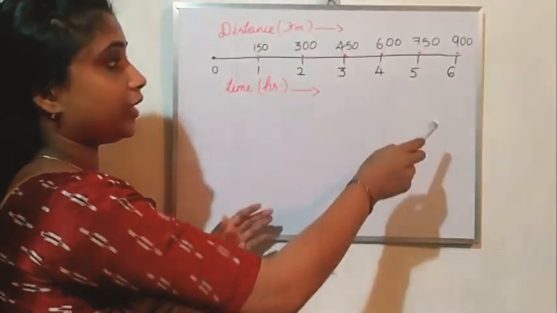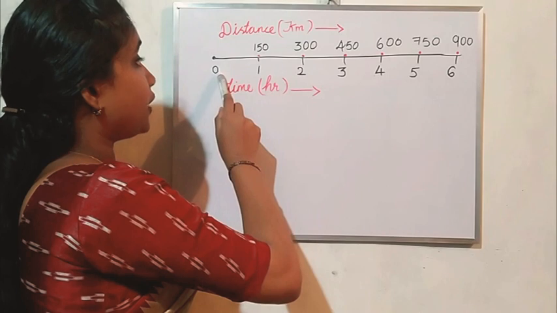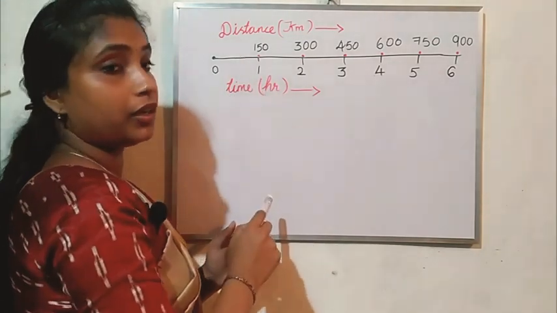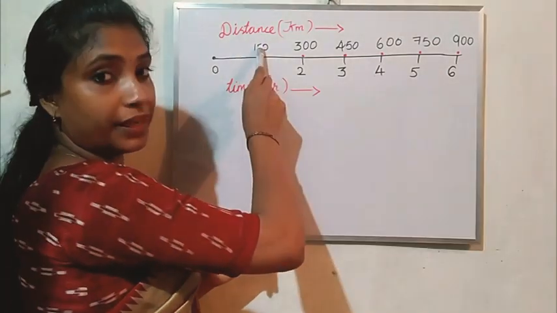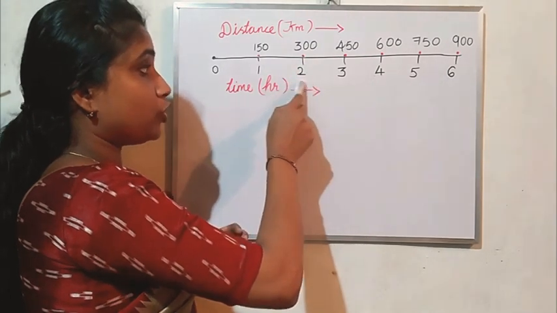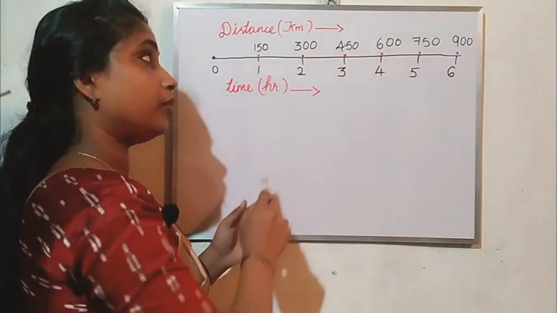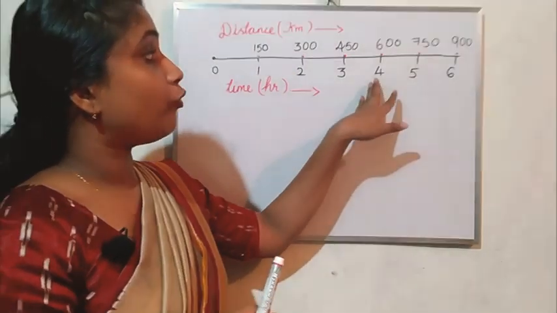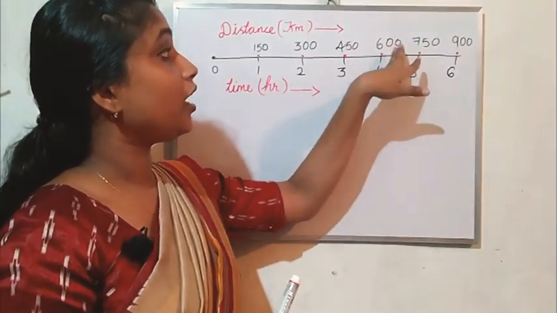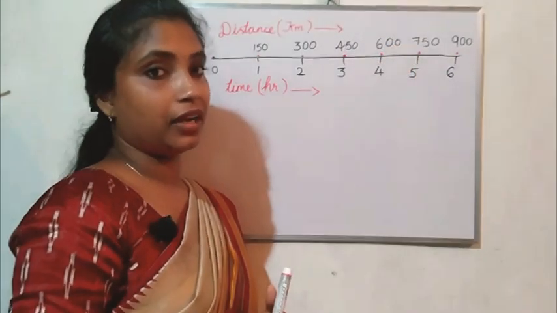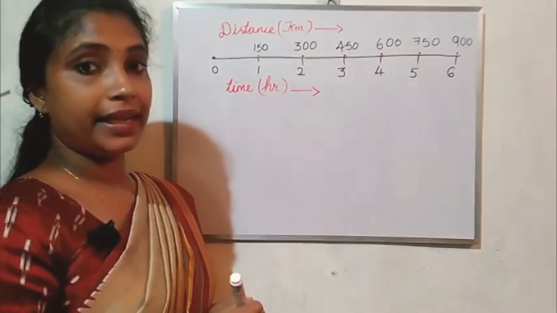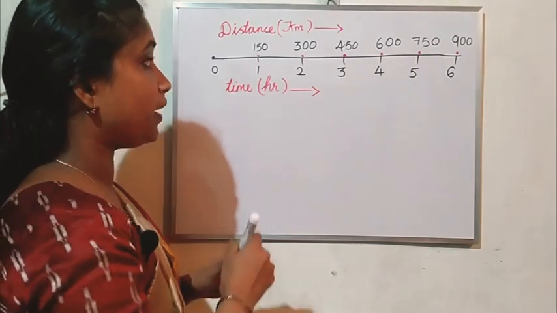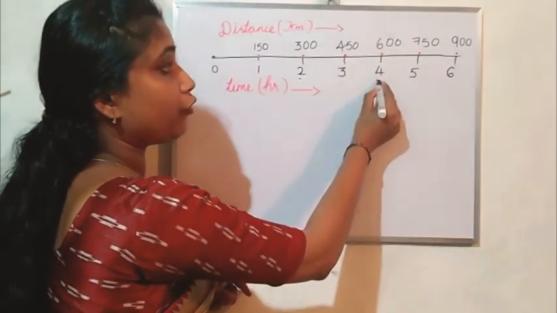And from the graph we know that the train took 1 hour to cover 150 kilometers and the train took 2 hours to cover 300 kilometers. Similarly, the train took 4 hours to cover 600 kilometers. So let's calculate speed of this train between 2 hours and 4 hours.